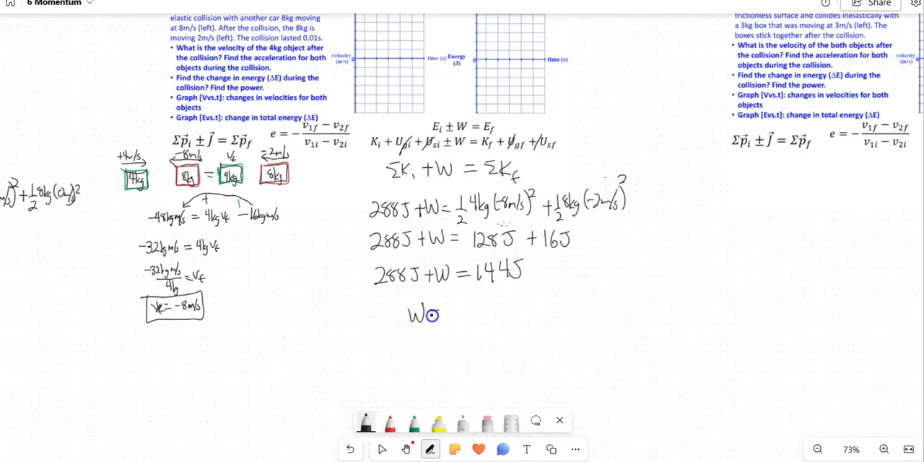Okay, so work is going to then be this final kinetic energy. This is the final energy, by the way. And this is the initial energy. Okay. So that's going to be 144 joules minus 288 joules. So we are going to have a loss of energy in this system, which is going to be 144 joules. And that is correct. I'm sure that is correct.